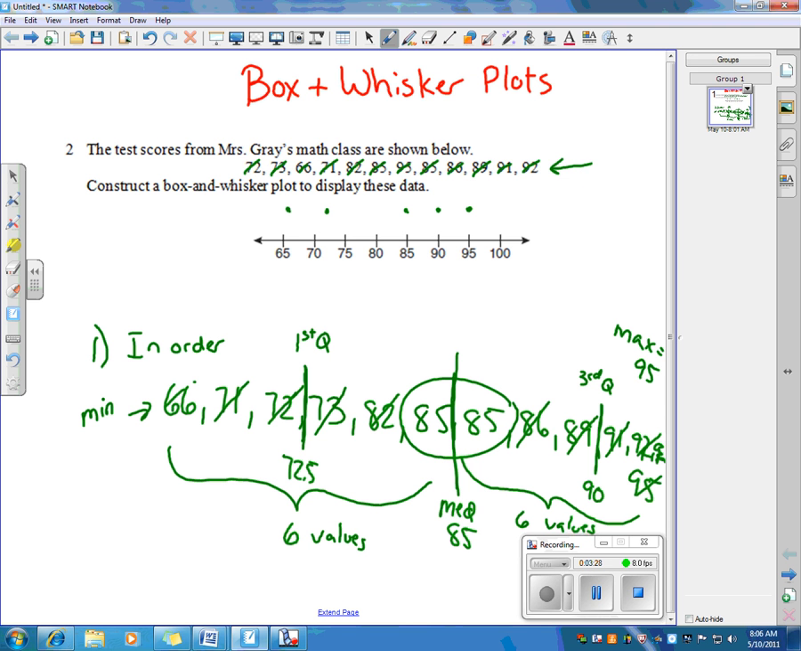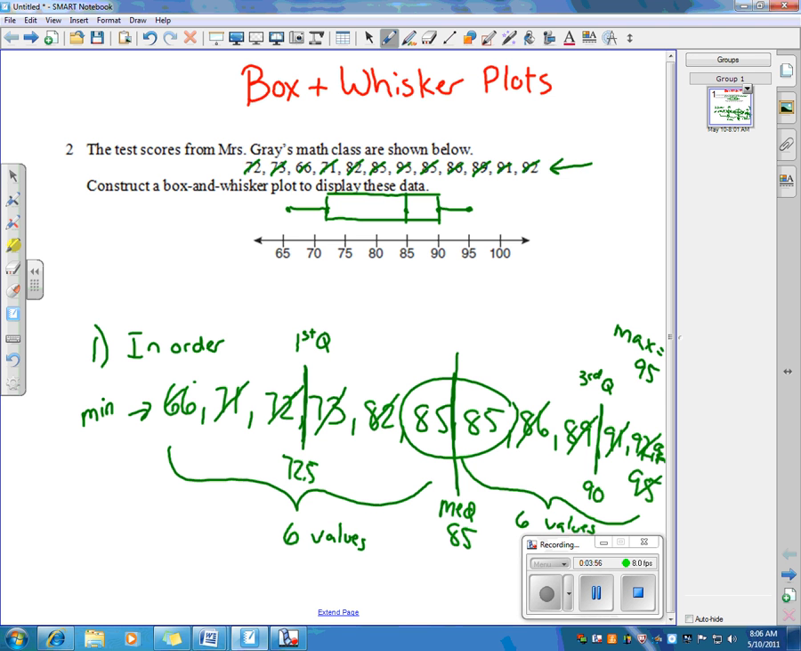Now, each of the 3 inside values, the median, the first quartile, and the third quartile, make up our box. So in that, we're going to draw our box. In that box, we have 50% of our numbers. And the other 2, the farther ends, the minimum and the maximum, we're going to make those whiskers because they have the lowest or highest values in here.